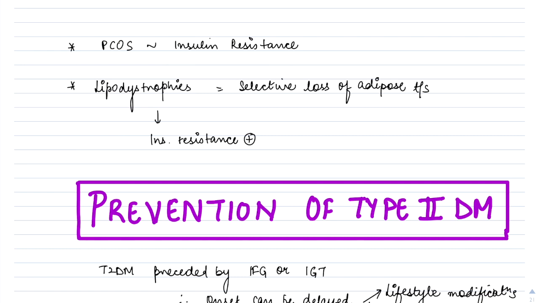Now, other syndromes which can also be associated with insulin resistance are polycystic ovarian syndrome, which is very common in women, causing menstrual irregularities and presence of various signs of insulin resistance like acanthosis nigricans, etc. There are also various lipodystrophies, in which there is selective loss of adipose tissue, which also incorporate insulin resistance as a major part of it.